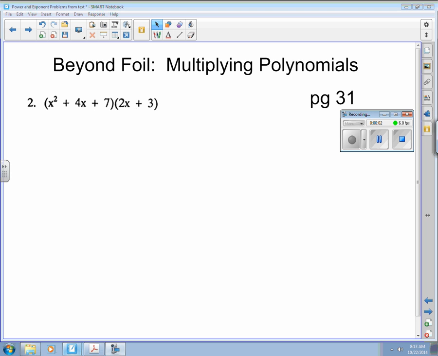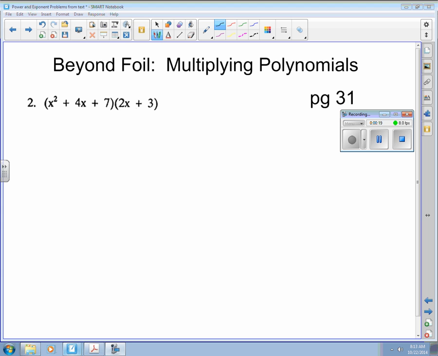So today we're going to take a look at multiplying polynomials that are bigger than binomials. We'll start with a trinomial times a binomial. I'm on page 31 of the Power Law, Powers and Exponents booklet, and I'm doing even ones because the odd ones are assigned for you.